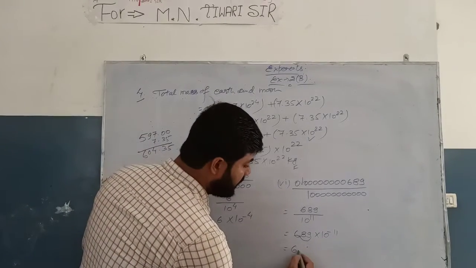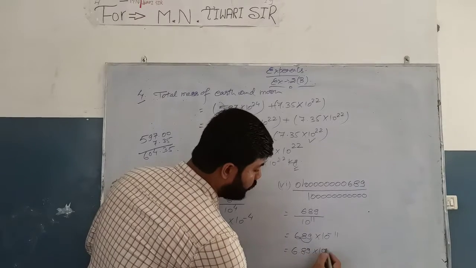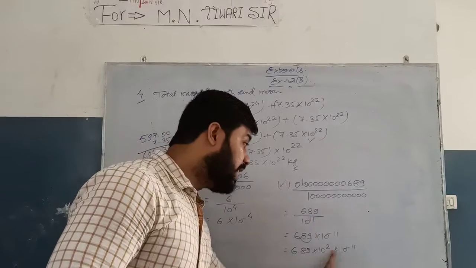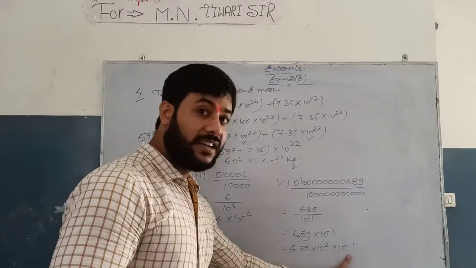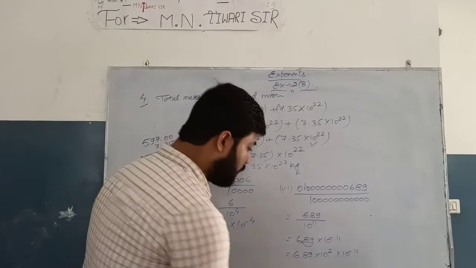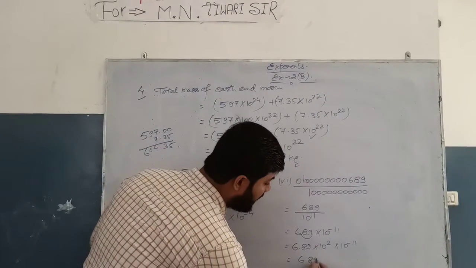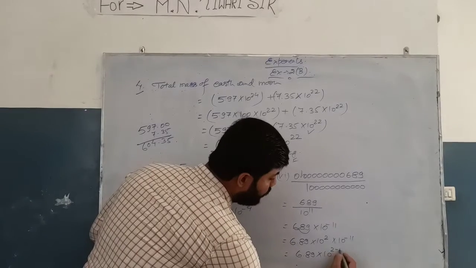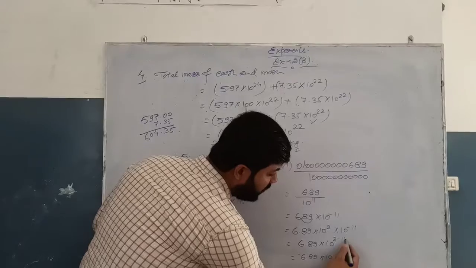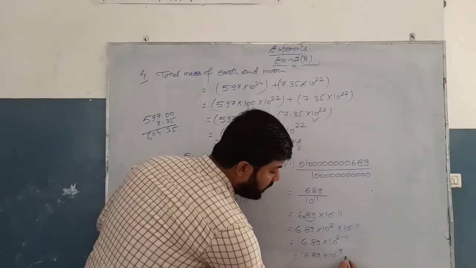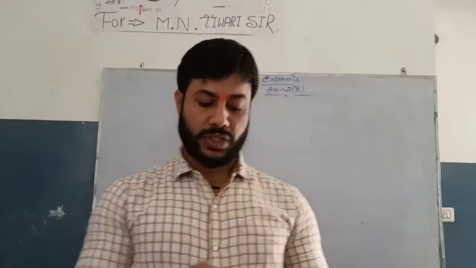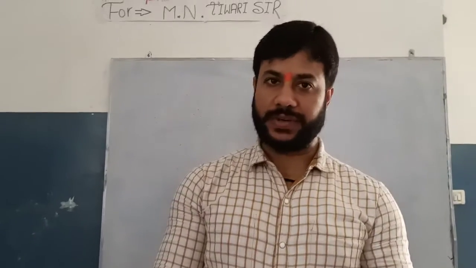So that is 6.89 into 10 to the power 2 into 10 to the power minus 11. Now we have to add their exponents, as the bases are same. So that is 6.89 into 10 to the power 2 minus 11. So this will give you 6.89 into 10 to the power minus 9. That will be your answer. Okay. Question number 6 is same as above. Question number 5 you will do it.